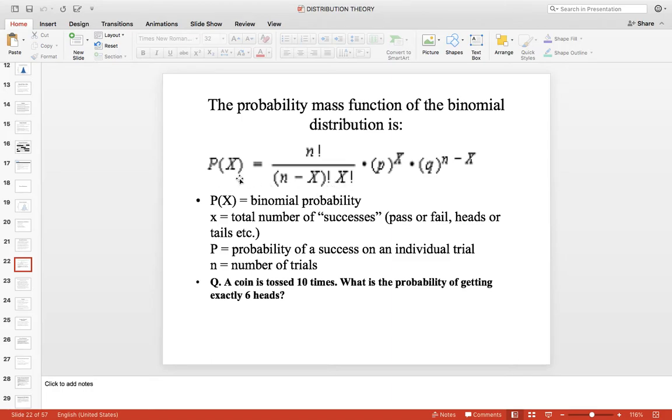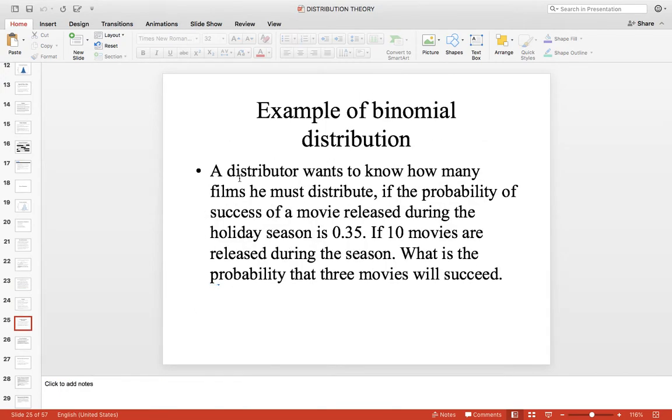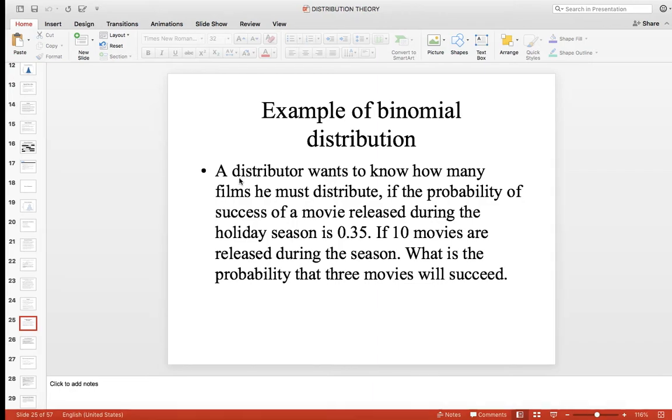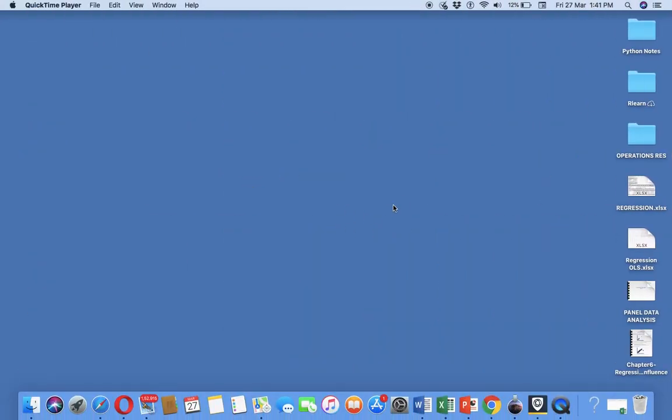So now let's take an example. A distributor wants to know how many films he must distribute if the probability of success of a movie released during the holiday season is 0.35. If 10 movies are released during the season, what is the probability that 3 movies will succeed? Now let us take an Excel sheet and work this out.